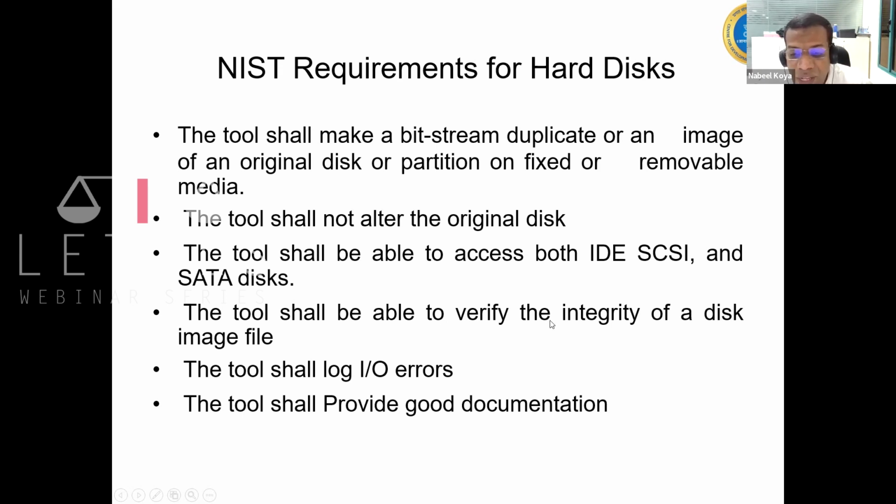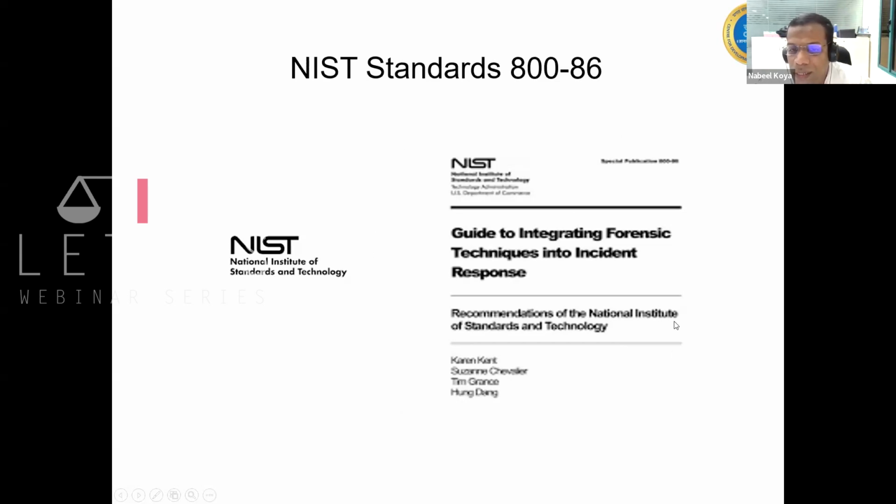The tool shall be able to verify the integrity of a disk image file. That means you need to ensure that the hash values can be recreated at any point of time. The tool shall log IO errors. If there was any reading error from the device, that should be logged, with good documentation. So this is the requirement for a tool that can cater to forensic imaging and hashing of a hard disk, as per the NIST guidelines. This is that standard, just the front page for information.